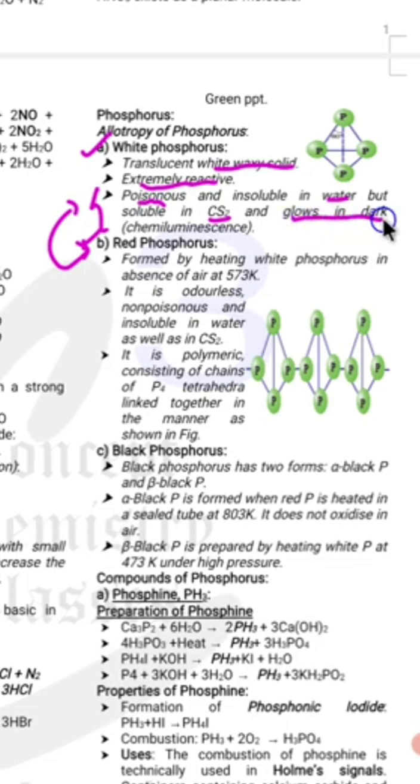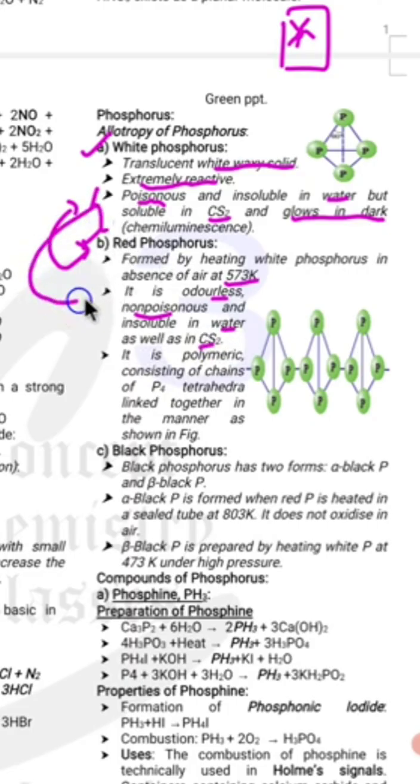This glows in the dark. If we place this white phosphorus in a dark room, then it will glow. That is called chemiluminescence, right? Red phosphorus is not poisonous, and it is not soluble in water as well as carbon disulfide. So this property and this property can be asked in the exam in the form of comparison.